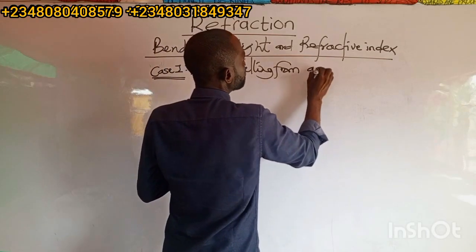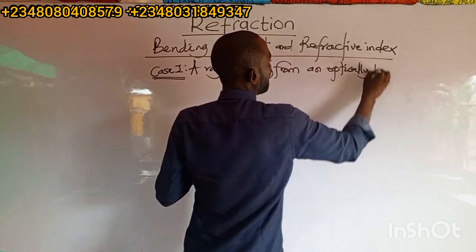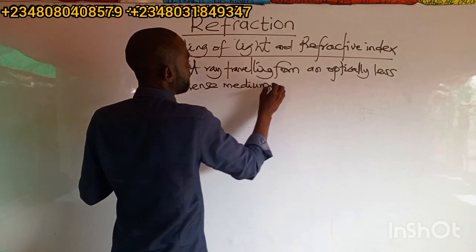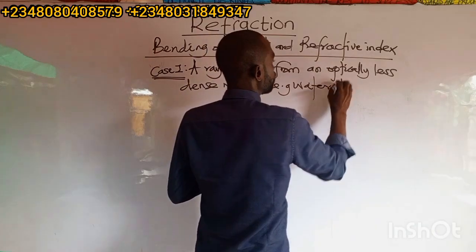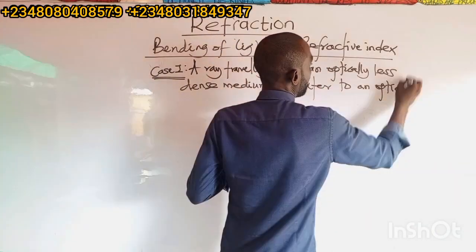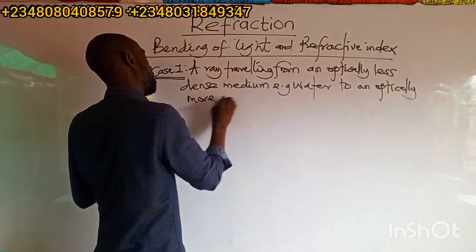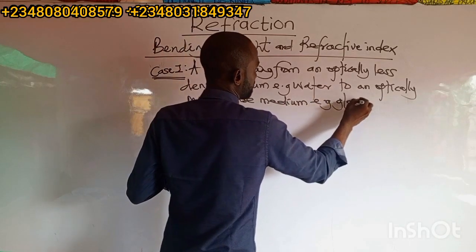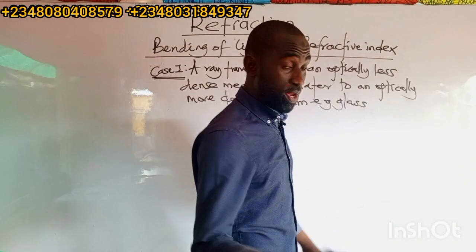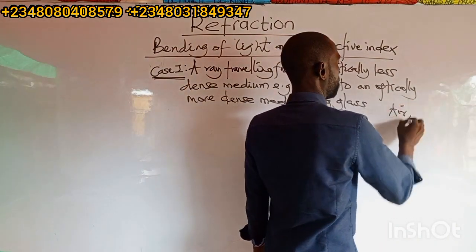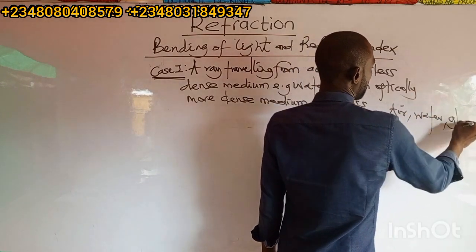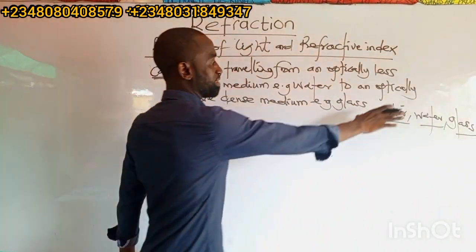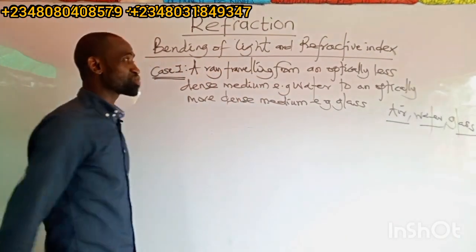from an optically less dense medium, for example water, to an optically more dense medium, for example glass. Now class, take note. In this video, we are going to be using water and glass. Glass is denser than water. Water is denser than air. So these are the three things we are going to be using as case study in this video.